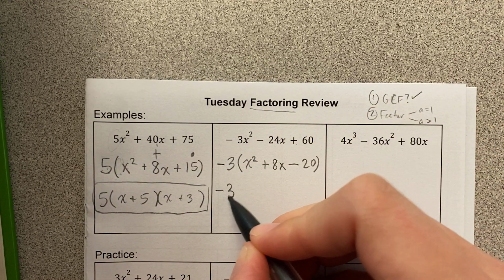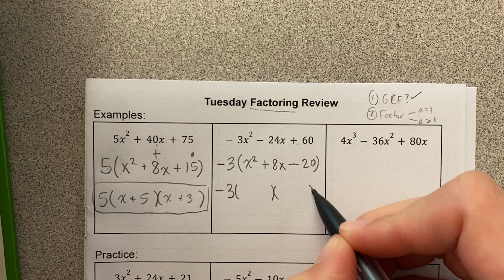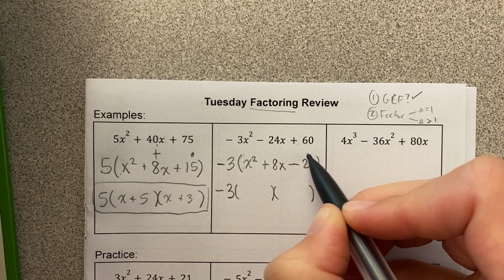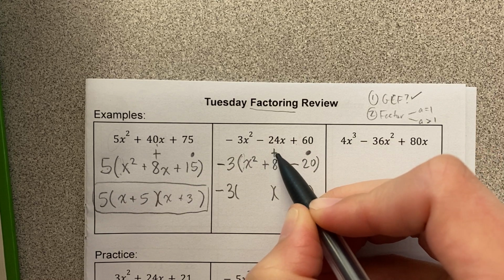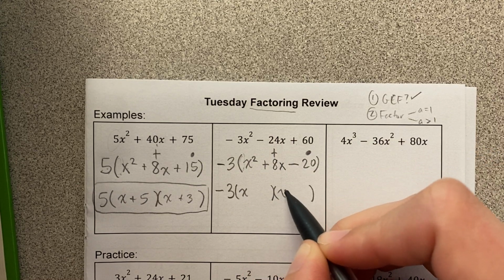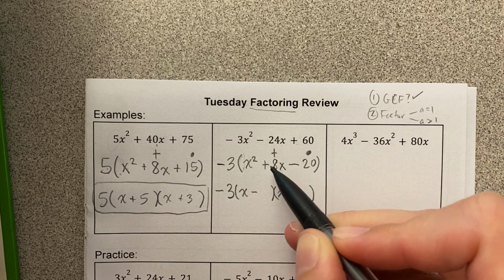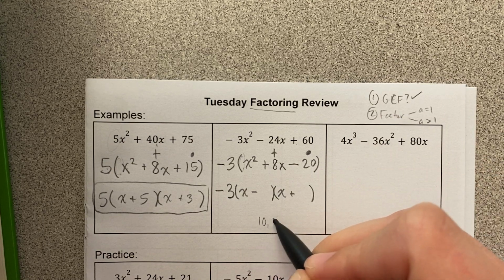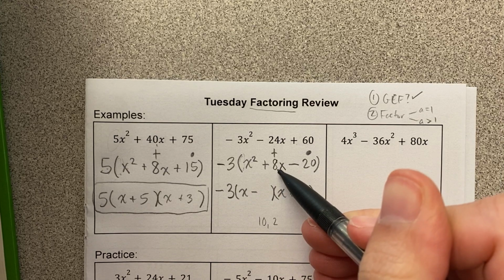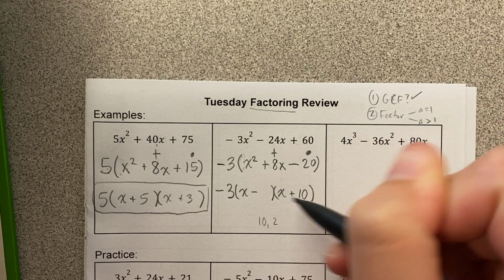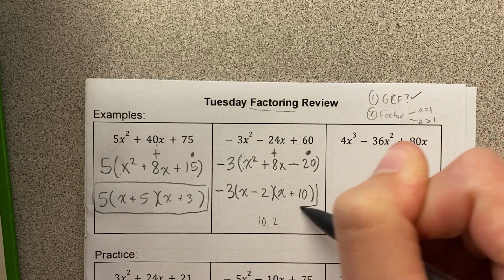Okay, so now I took out the GCF. And now, again, I observe this is just 1x squared, right? So I need two numbers that multiply to negative 20 and add to 8. If they multiply to a negative, I know that's going to be one negative, one positive. So I'm looking for two numbers that multiply to 20 and subtract to get 8. Those numbers are 10 and 2. And since I want them to add to positive 8, I'm going to put the larger number as positive and the smaller number as negative. And there's my answer.